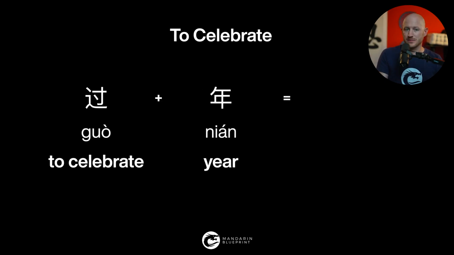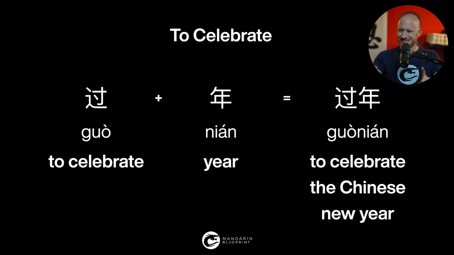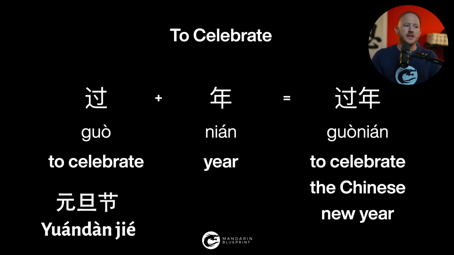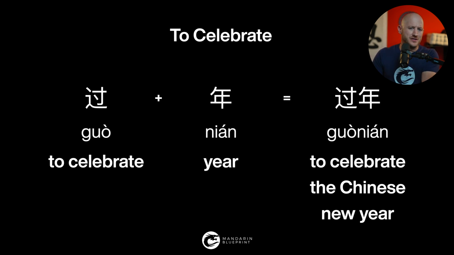Like 过年. Well, celebrate the year. Oh, this is probably like New Year's Day, right? No, we're talking about China here. This is to celebrate the Chinese New Year. When they say 过年, they're for sure talking about the Chinese New Year, unless it's like the day of New Year's Day, which they call 元旦节, the original dawn festival. But what is really the New Year for Chinese people is Chinese New Year.